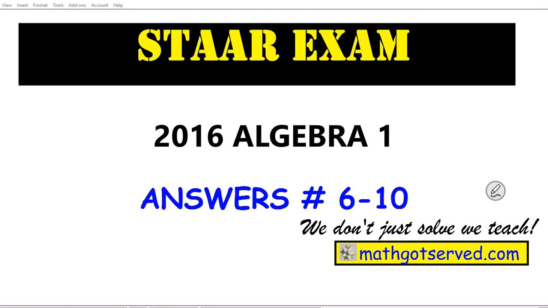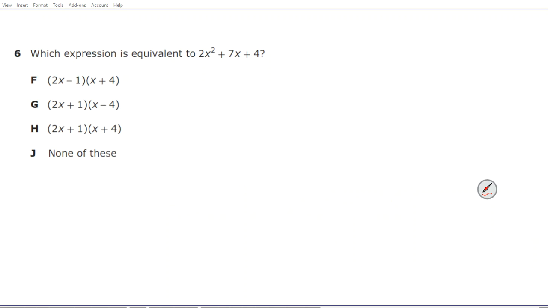In this clip, we're going to be going over problems 6 to 10 of the STAAR exam for 2016 Algebra 1. Alright, let's take a look at number 6. It reads, which expression is equivalent to 2x squared plus 7x plus 4? So we have F, G, H, or none of these.